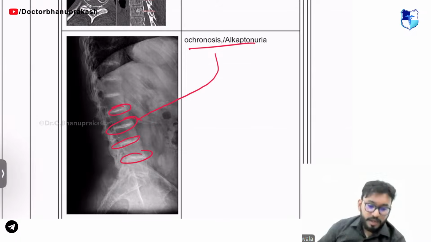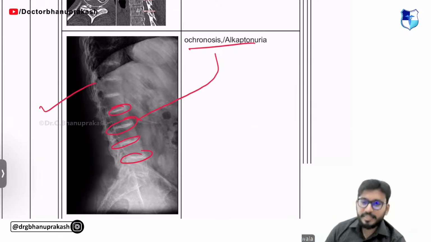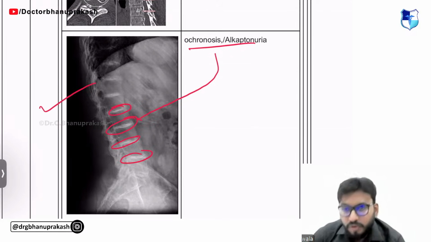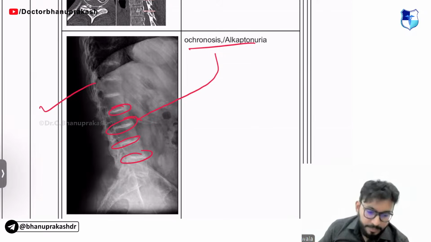Ochronosis, alkaptonuria. This shows calcification of intervertebral disc. Please, this is very important. Calcification of interosseous membrane is fluorosis. Calcification of intervertebral disc is ochronosis or alkaptonuria.